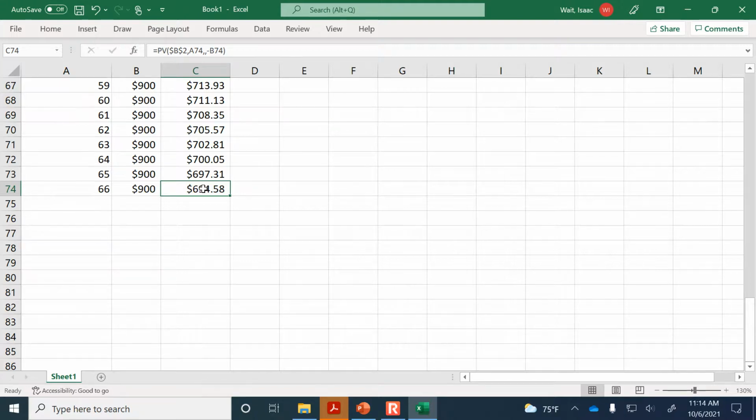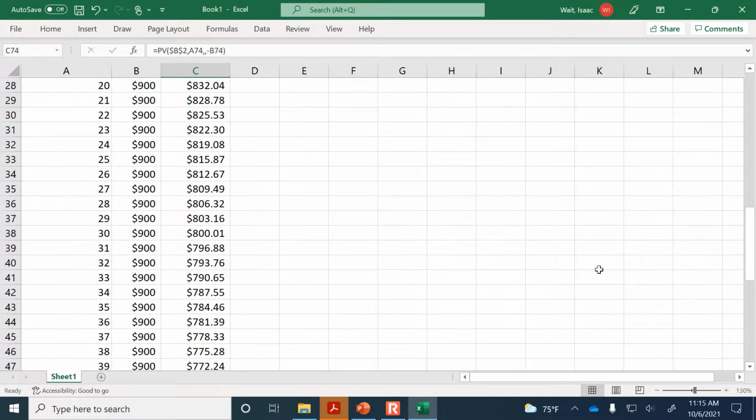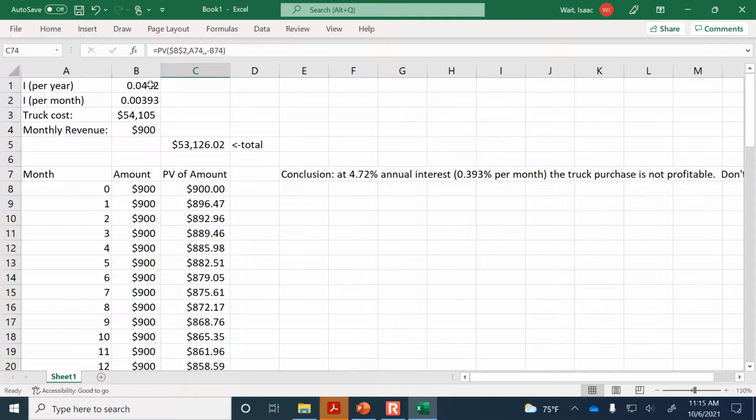Each one of these $900, a portion of it goes to recoup the loan, and a portion of it you get to keep. So we're moving this $900 backwards in time, 66 periods. And if each time you move it backwards, the discounting rate is lower, then that means the present value of the $900 is greater. So $694 was what it was at 4.72. The other interest rate is 2.75, so I'll do 0.0275.